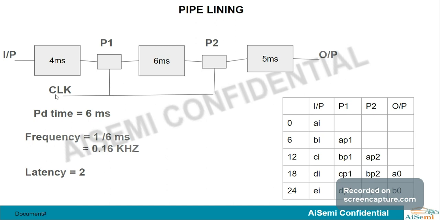Here I'm taking 6 milliseconds. The output will be like that. Observe that the frequency is equal to 1 by 6 milliseconds, 0.116 kilohertz. Here latency: two blocks are there, two empty outputs are there. That's why latency is 2. On the other side, we use two special blocks. That's why the latency is equal to 2.